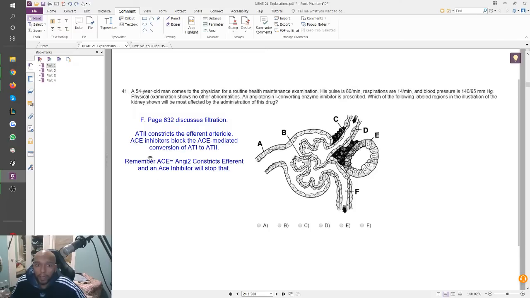And you have to remember, ACE, angiotensin constricts efferent. An ACE inhibitor will stop that. Okay, so the answer was F. No matter what, the efferent will be the one that's affected. You stop the constriction of the efferent, so now the efferent will dilate a little, right, allowing you to have better blood pressure control, sort of.